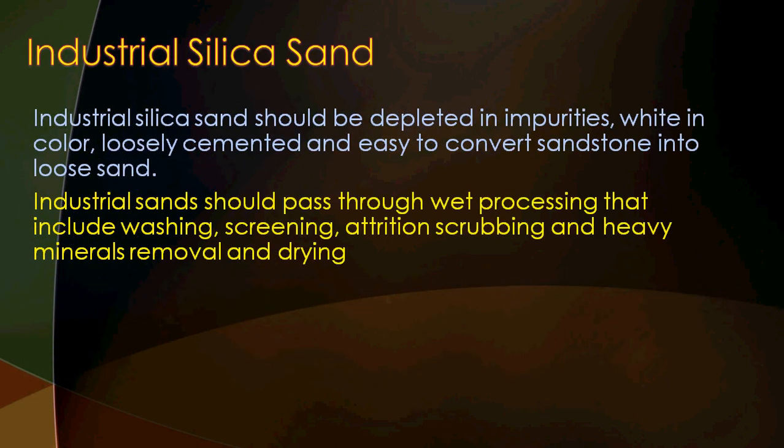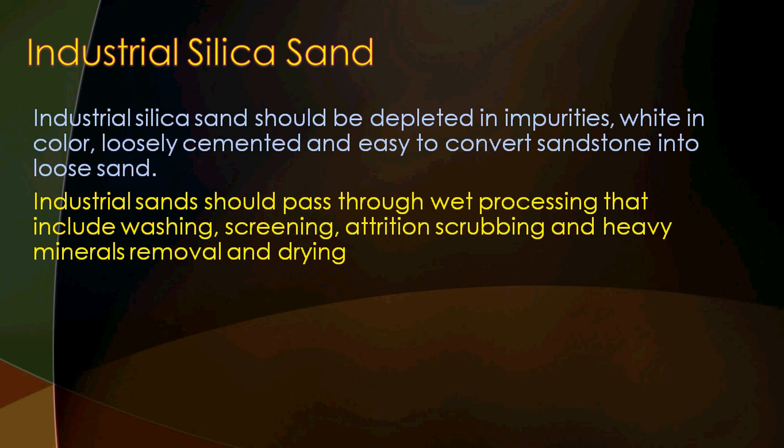Industrial silica sand should be depleted in impurities. There should not be too many impurities in it, because removing many impurities is not economically viable. It should be white in color and loosely cemented. A sandstone should be easily converted into loose silica sand just by initial blasting.